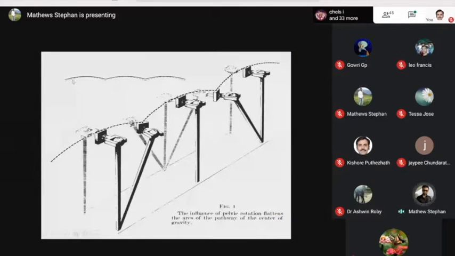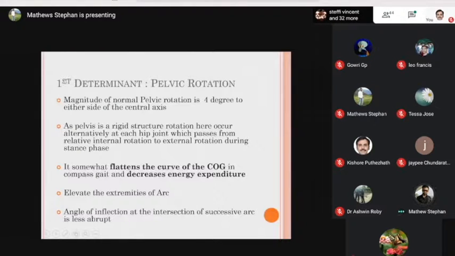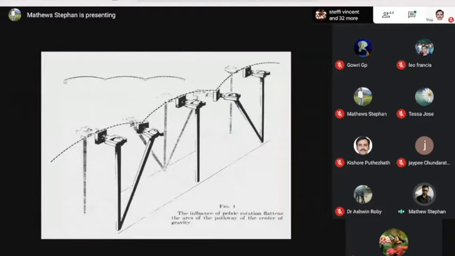As shown in the above image, we can see the dotted line represents the arc of compass gait, whereas in the ends of the curve, it has become more flattened due to elevating the extremities of the arc at the end. You can see it has been elevated when compared with compass gait. This is the influence of pelvic rotation over the compass gait center of gravity.